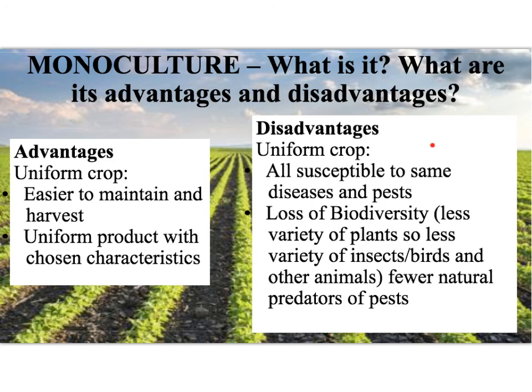But there are disadvantages as well, and link it to the Year 12 topic of biodiversity. There's less variety of plants, less insects, less birds, fewer natural predators of pests. There's also, if there's less biodiversity, there'll be fewer pollinators, and you might require pollinators to pollinate the crops, so you might not be able to get fruit produced, for example. So there are advantages of not having a monoculture.